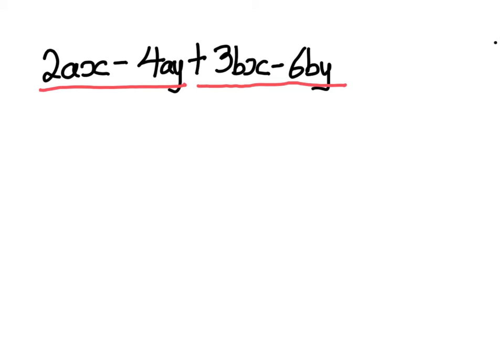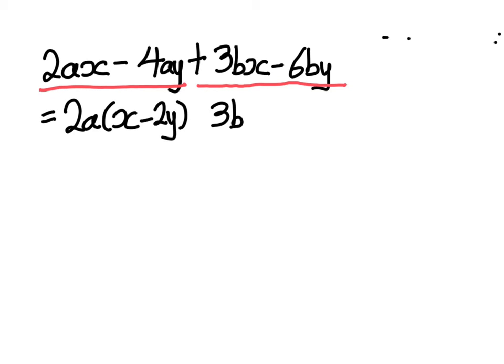So what happened is that as you proceed, 2ax minus 4ay, you need to factorize out the highest common factor, which is 2a in this case. After factorizing, you will get 2a bracket x minus 2y, close bracket. And for the other pair, 3bx minus 6by, you factorize out 3b as the highest common factor. And you will get the answer to be 3b bracket x minus 2y.